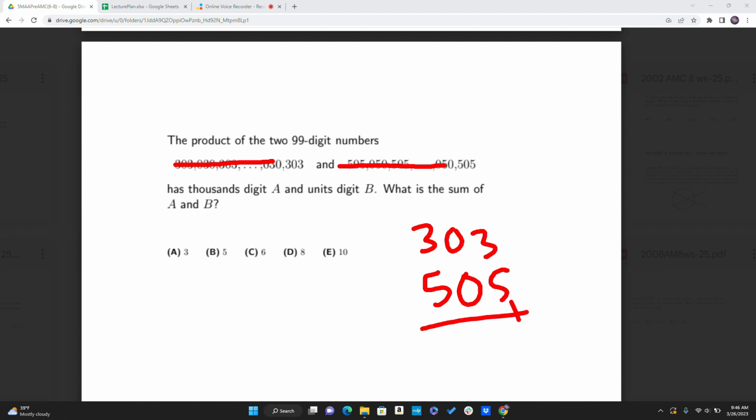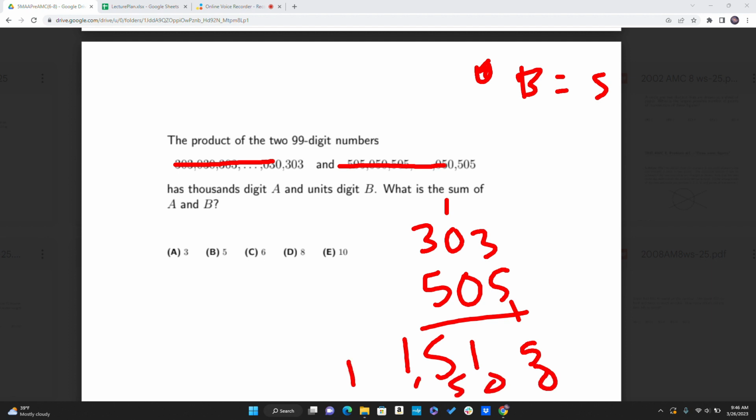So let's solve. 3 times 5, 15. Another 15. So already we have our units digit of 5. So units digit, that's B. B is 5. Continuing on, we've got another couple 15s. Okay, adding that up, we get 5, 1, 0, 3, 5, 1.